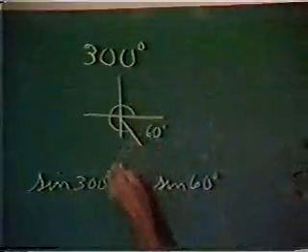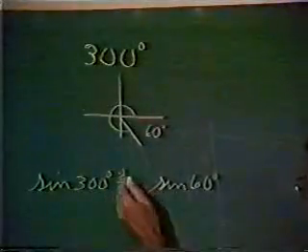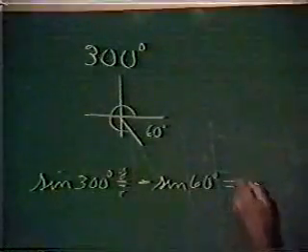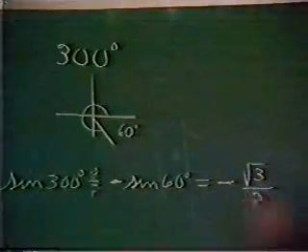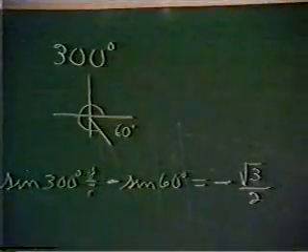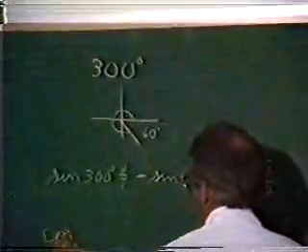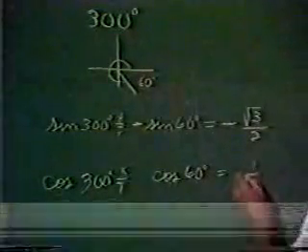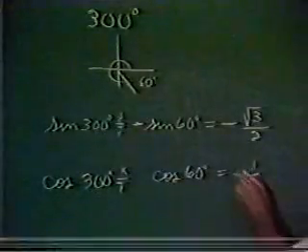Now, quadrant 4, sine is y over r. Quadrant 4, that's negative over a positive, that's a negative. And so this would be a minus the square root of 3 over 2. The cosine of 300 degrees is equal to the cosine of 60 degrees. Now, quadrant 4, this is x over r. X is positive in quadrant 4, therefore this is positive, the cosine of 60 degrees. And so the answer is a positive 1/2.